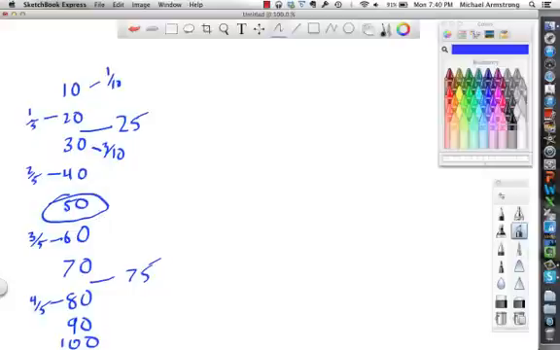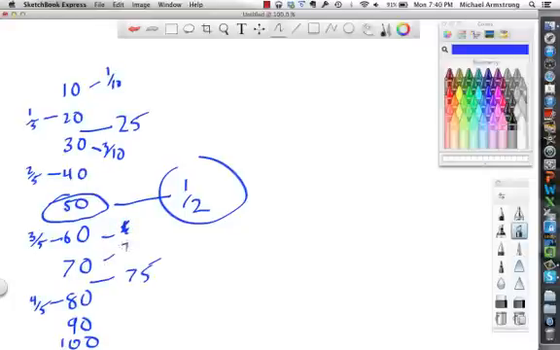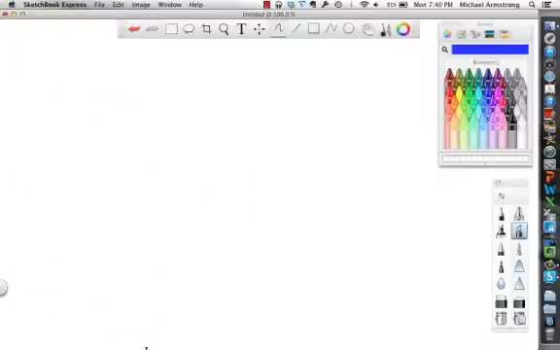3/10. This one's special because it's 1/2. Really special here. 60 is 6/10. We already have that as 3/5. 7/10, 9/10. Again, you just have to figure out a way to see them in your head.